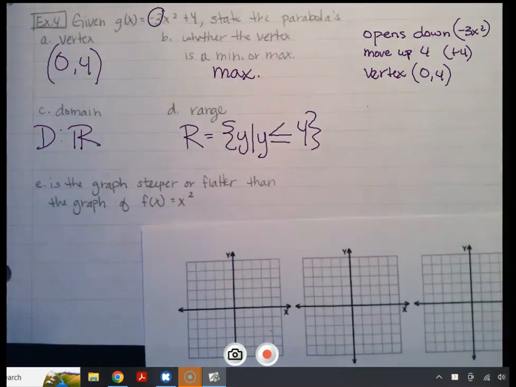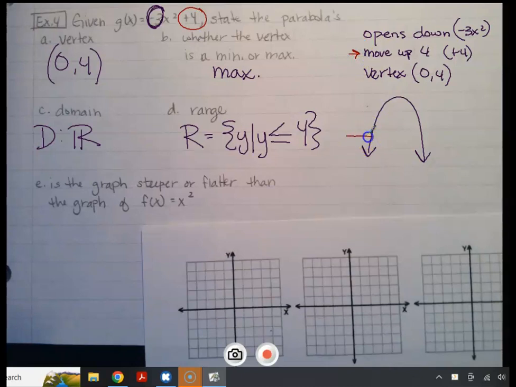All right, so they said because this is a -3, the negative makes it open down. With a positive number, it's going to be a U. But if it's a negative number, it's going to be an n. So it's going to open down, so we could draw it like this. Then, from what we just looked at, since it had a plus 4 at the end, it was going to move it up 4.